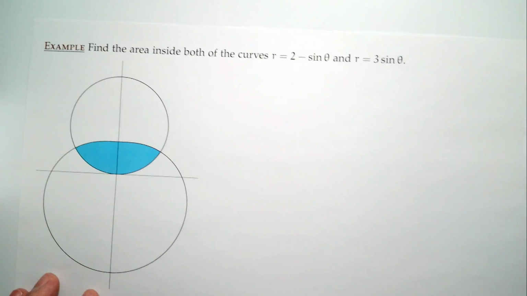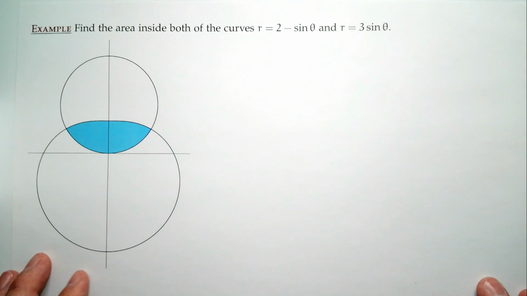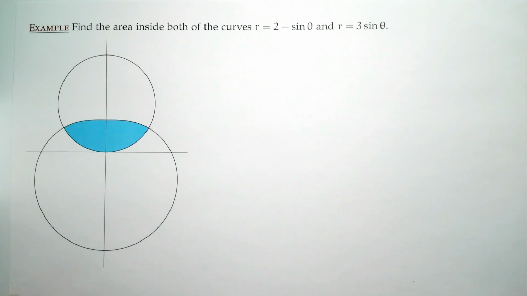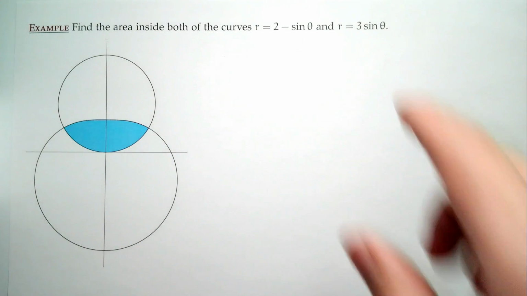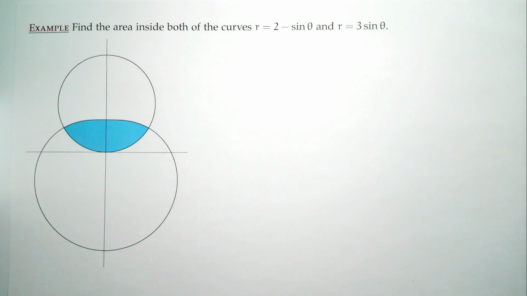Let's try another one. This is a big picture. Kind of a snowman type shape here. Find the area inside both of the curves. R equals 2 minus sine theta, R equals 3 sine theta.